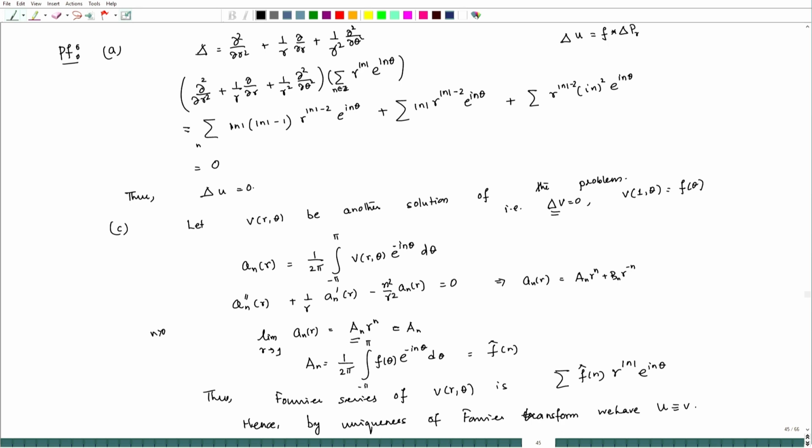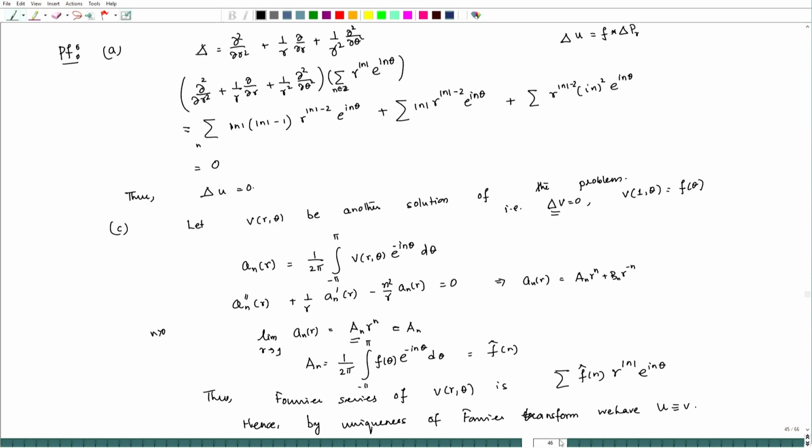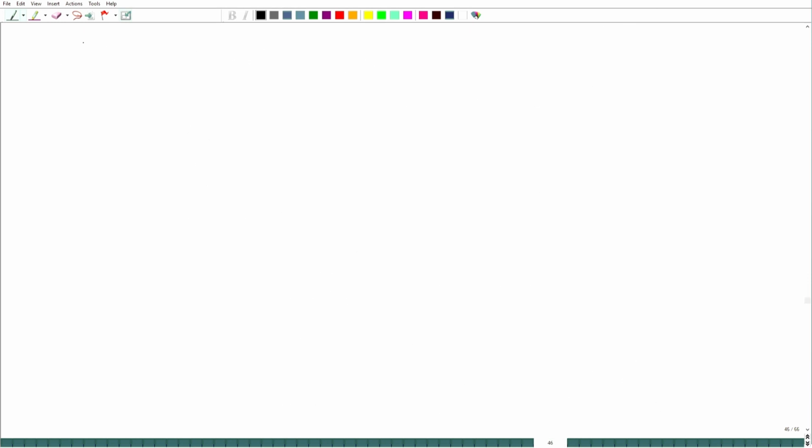I would like to make a remark that if f is continuous, then we are getting u(r, theta) equal to f convolution of P_r(theta) as a unique solution. That means, if the convergence is uniform, then we are getting a unique solution. If the convergence is not uniform, then we have some problem. For example, we might have to compromise with the uniqueness.